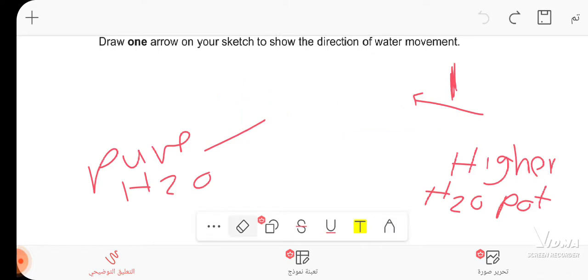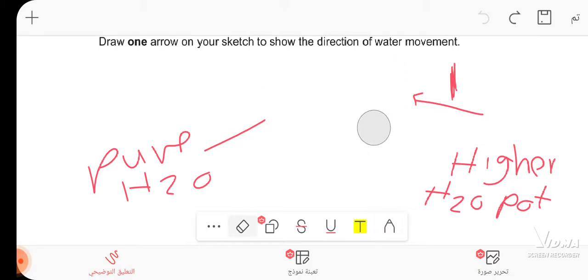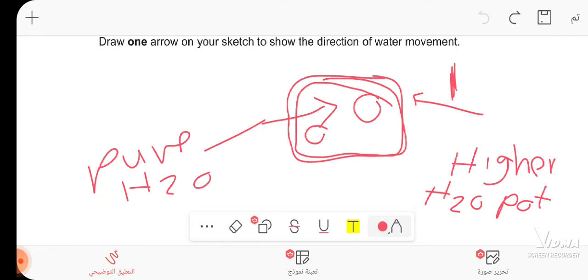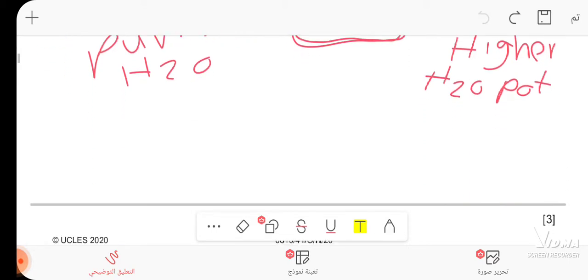Okay, let's delete that. Okay, this is the cell, surrounded by water. We will say like that. Water will move inside the cell, and the cell becomes what? Turgid. The cell becomes turgid because water moves inside the cell, so the cell becomes turgid and its size increases. If it was an animal cell, it would lyse or burst, but because it is a plant cell, it will only become turgid. Okay, so this is the drawing, and that is what they want.